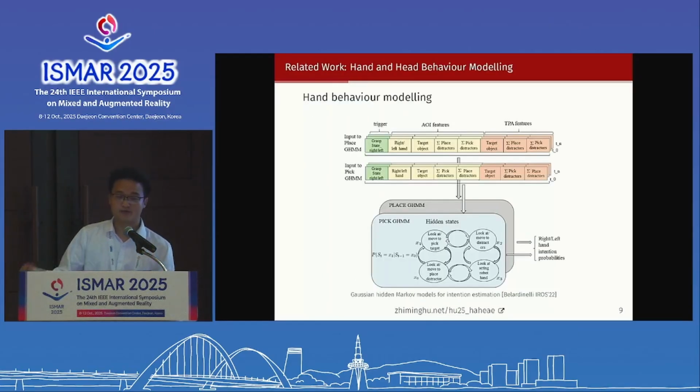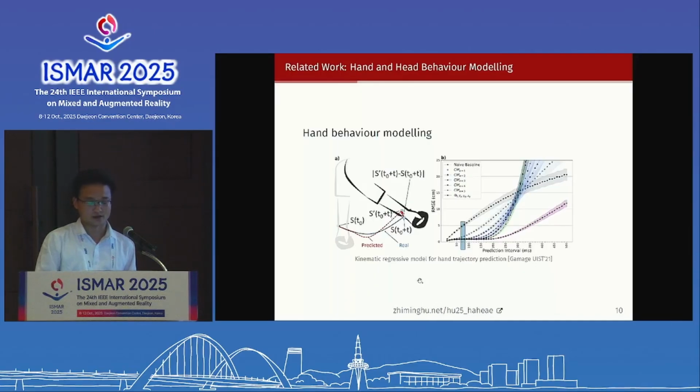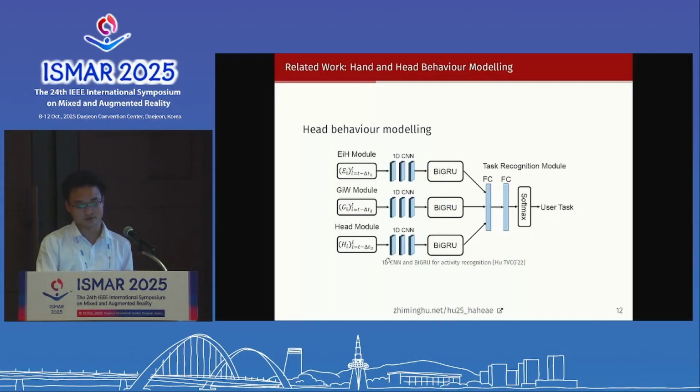Human hand and head behavior modeling is a very important topic. For example, people have explored Gaussian hidden Markov models for human intention estimation, and kinematic regressive models for human hand trajectory prediction in XR environments. Also, people have used 1D CNNs for fixation prediction from head movement data, and 1D CNN and GRU for activity recognition using head movements.